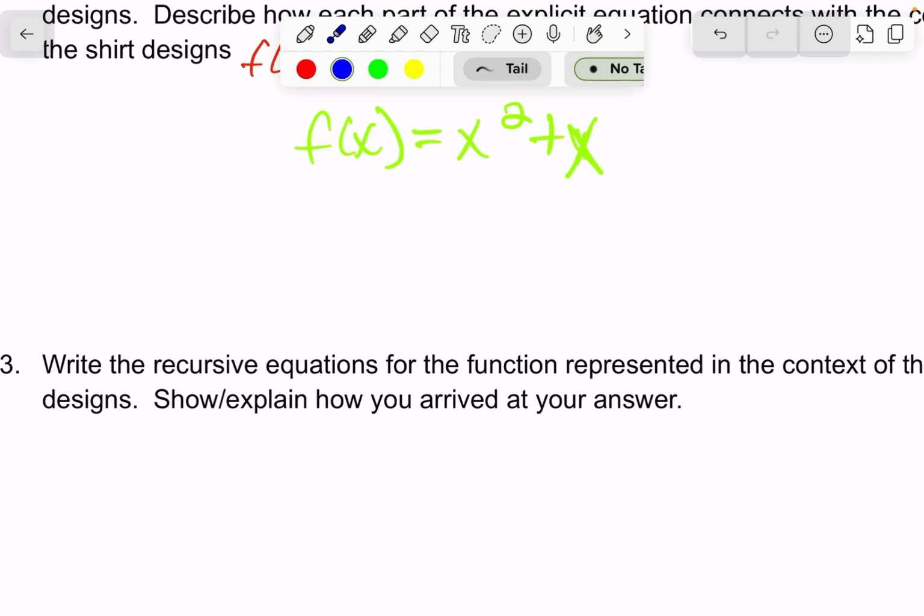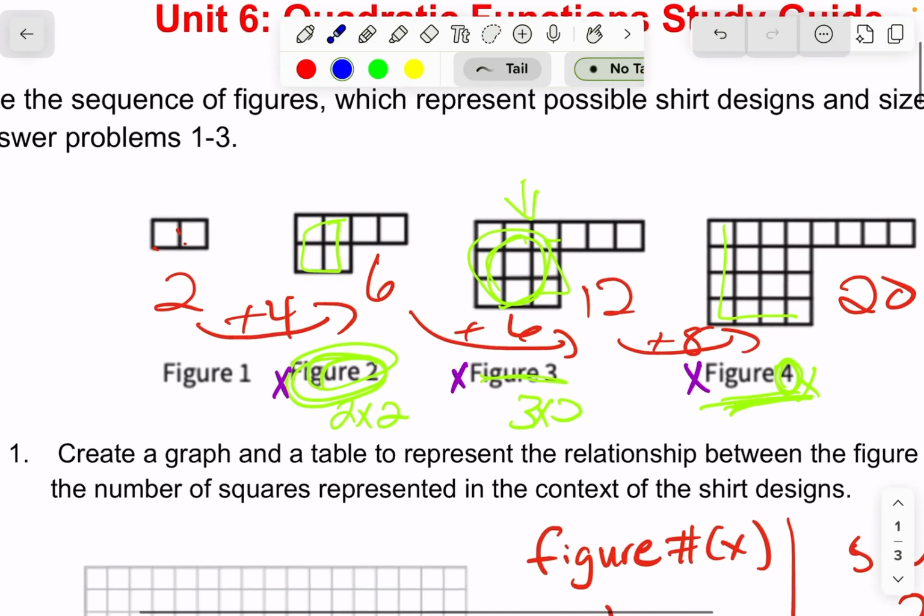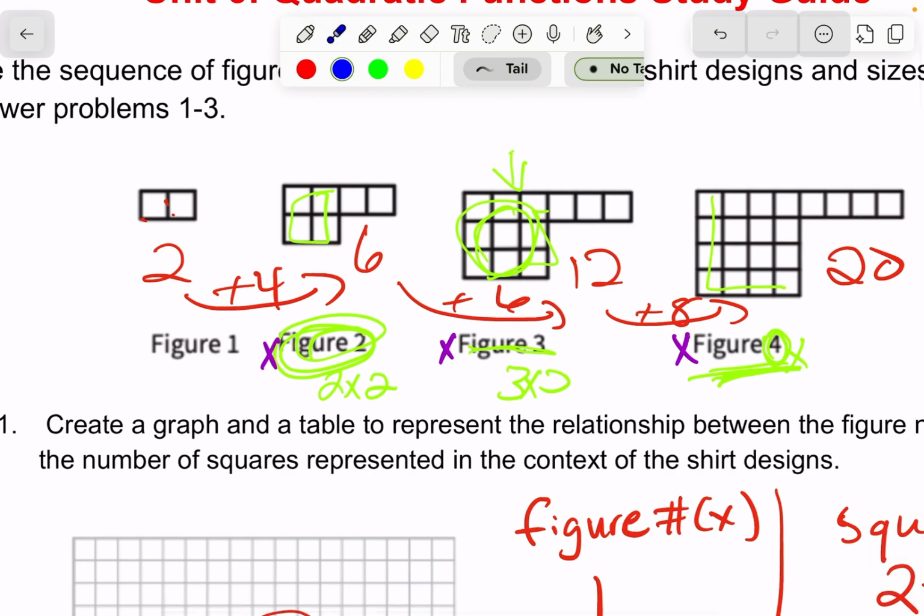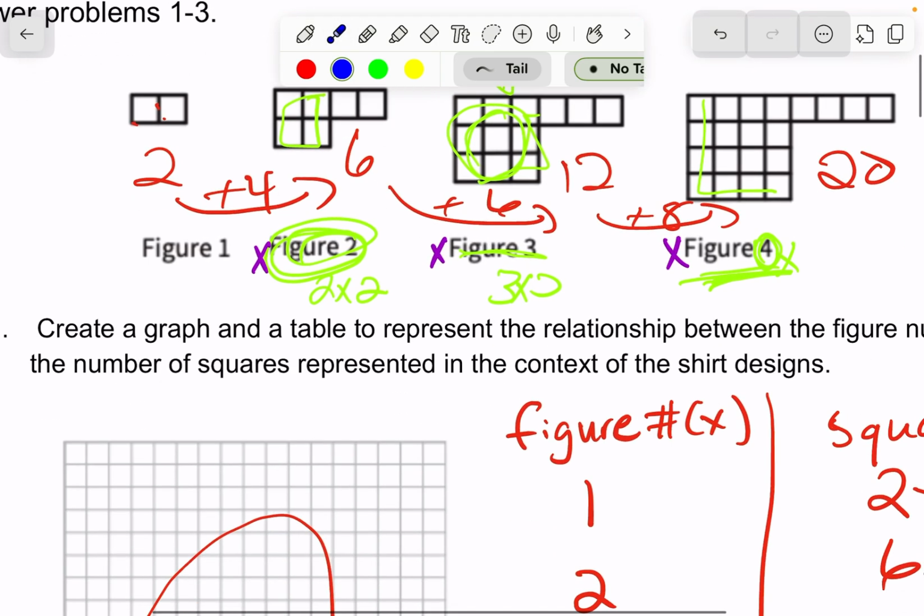So what does each part of f of x equals x squared plus x mean? Well, x squared is going to be the main block of this shirt. It grows like a square corner, x rows and x columns. It is growing. Then we have plus x. This is that little extra horizontal row right here, that little extra part. So that is our plus x.